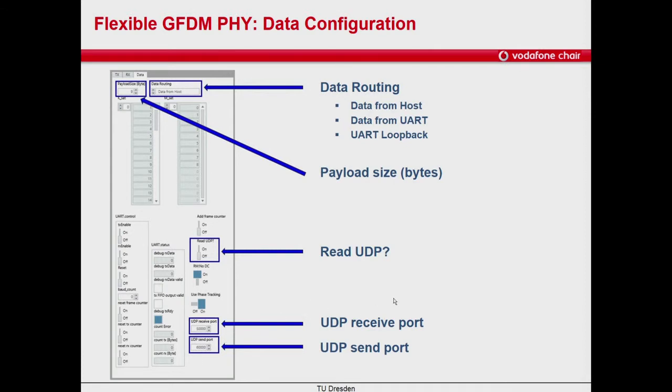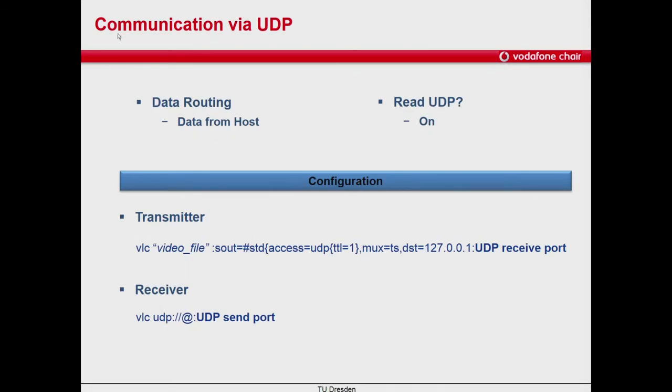UDP receive port refers to the UDP port number used to receive the data from the video stream player, and UDP send port is the UDP port number used to send the data to the video stream player. In order to work with communication via UDP, we need to configure the transmitter and the receiver. Here we have the commands we need to execute, but let's do it on the GFDM transceiver.